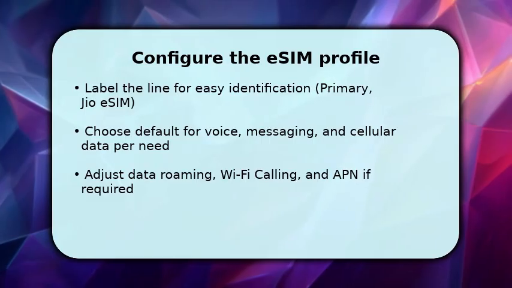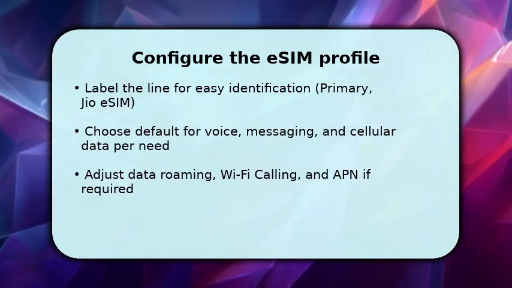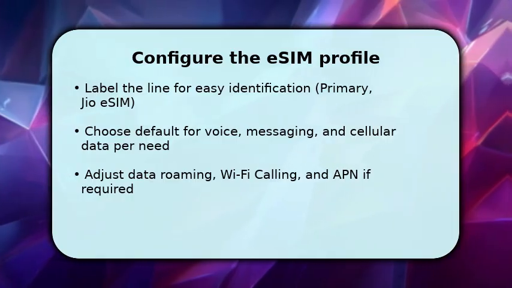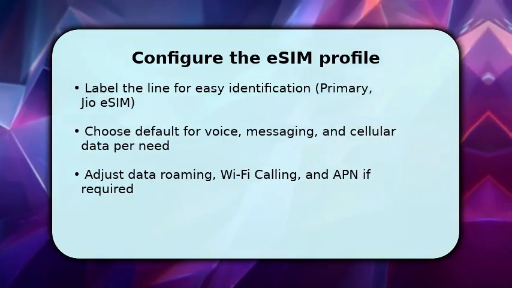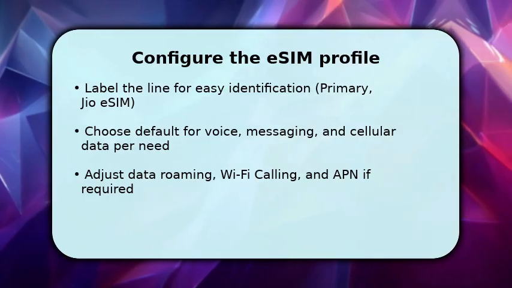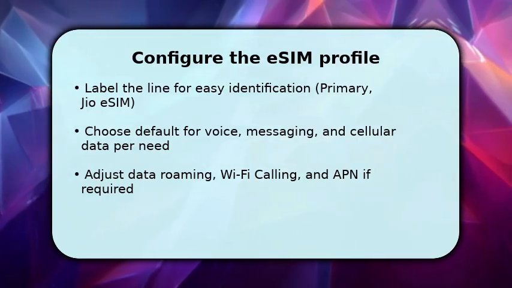Now focus on configuration. After the profile installs, tap the new plan and assign a clear label so you recognize Jio in lists. You must choose which line is default for voice, messages, and cellular data. Selecting correctly avoids billing or routing mistakes.